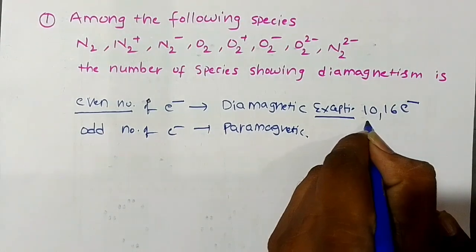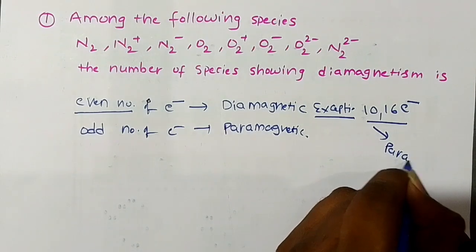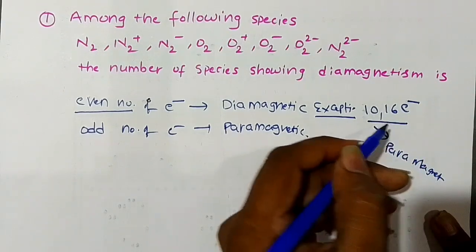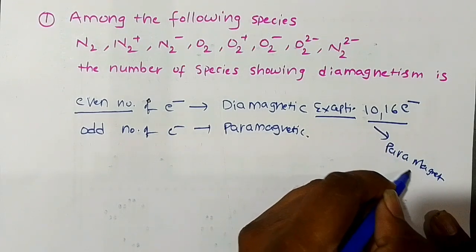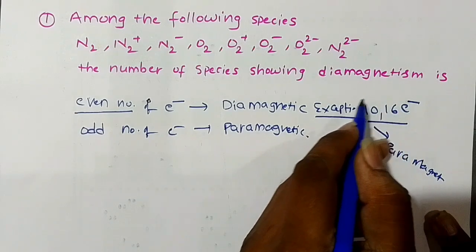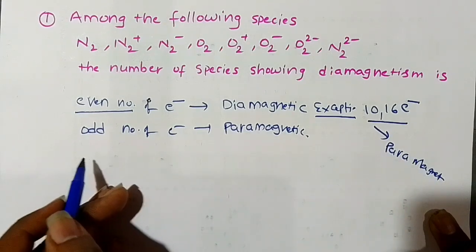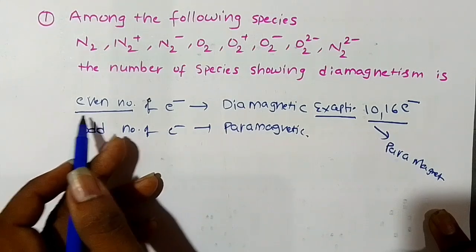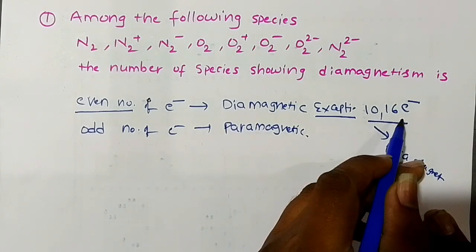10 and 16 electrons can show only paramagnetic character. Even though these have an even number of electrons, they do not show diamagnetic character, only paramagnetic character, because these species contain unpaired electrons. So the species with an odd number of electrons show paramagnetic character, the species with an even number of electrons show diamagnetic character, with exceptions for 10 and 16 electrons.